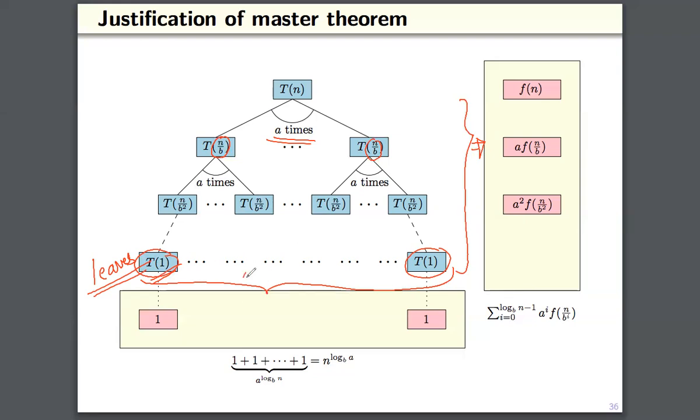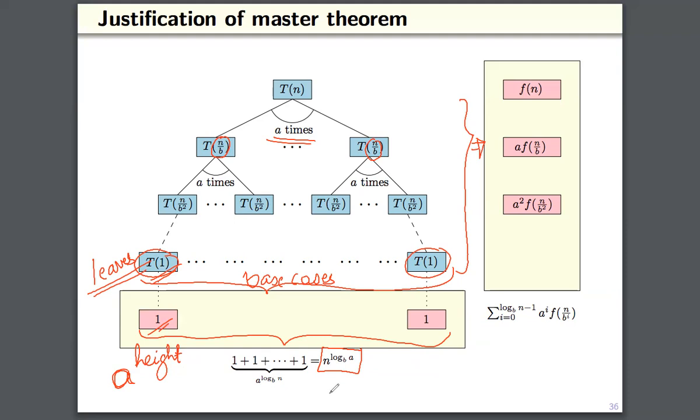So the work is done in the base case leaves. Each leaf node represents a base case. So the total number of base cases times the work done in each base case. Let's assume the work done in each base case is constant. So the total number of leaves will be what? N power log a base b. And why is it? The branch factor is a. The height of the tree is log n base b.